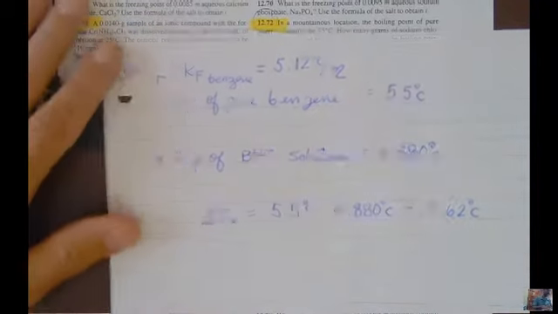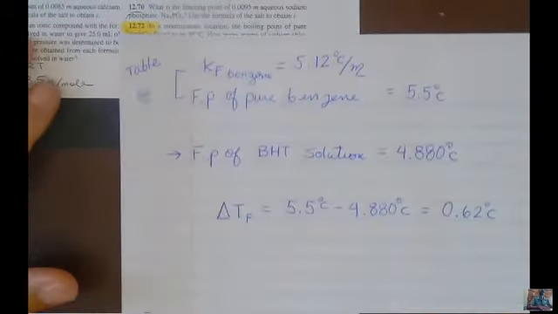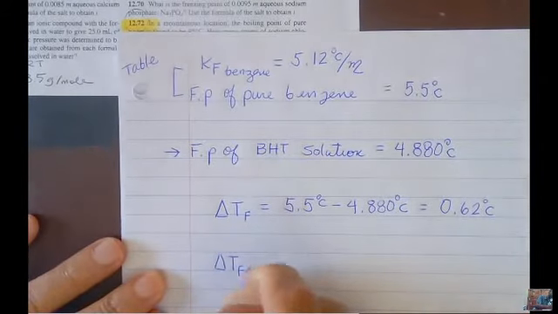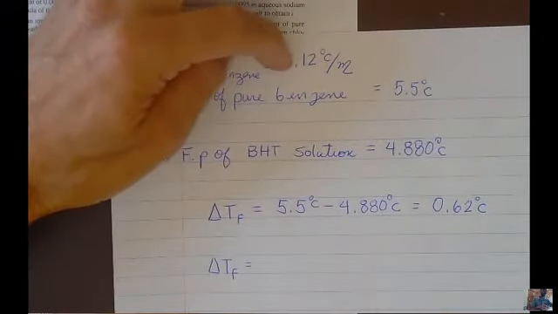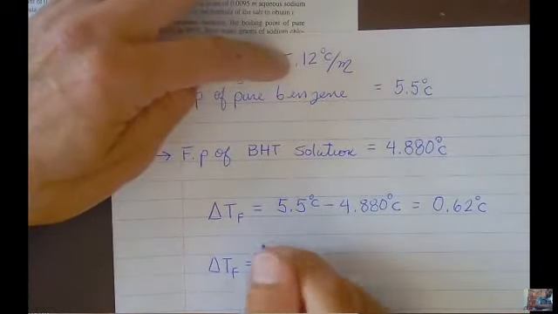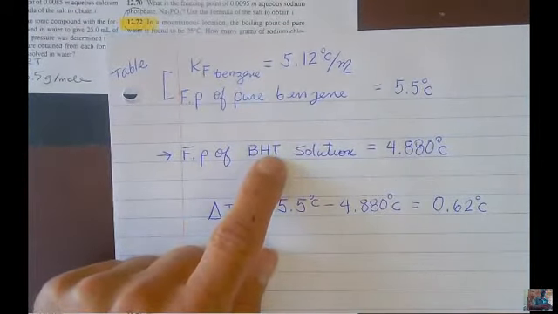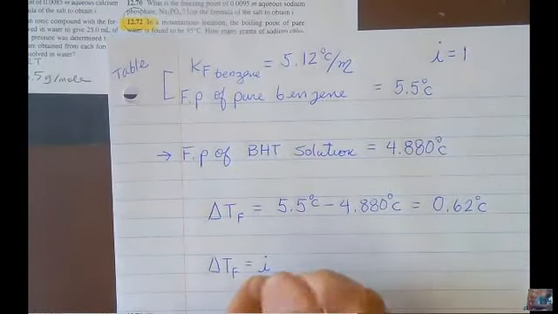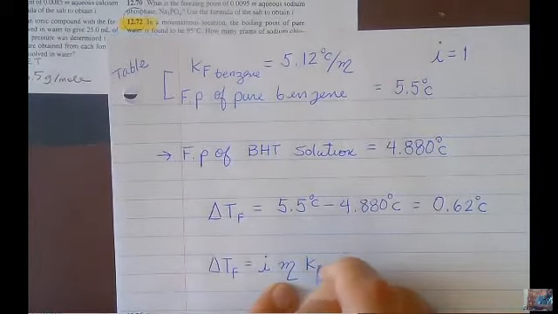The next thing I need to figure out is the molality of the solution. First, let me write down my formula. The freezing point depression is always equal to three factors. It's equal to the freezing point depression constant, KF, times the molality, and we might as well put our i in there too, because i is going to be 1. This BHT is an organic, molecular compound, and we don't expect it to ionize in any way.